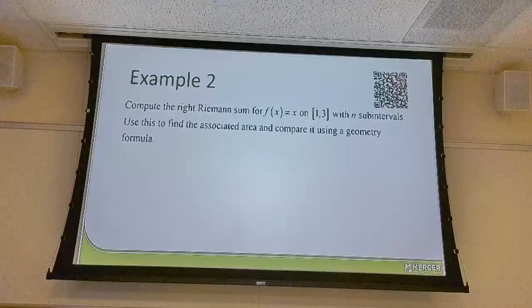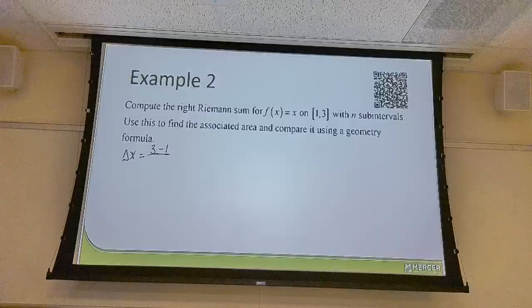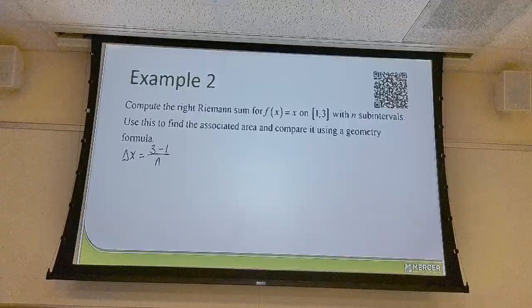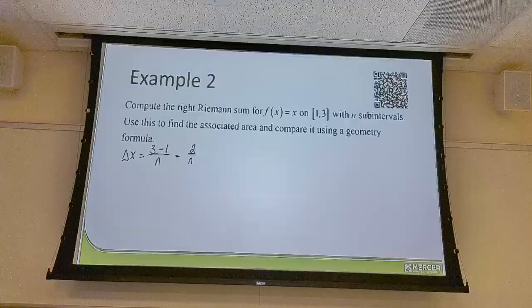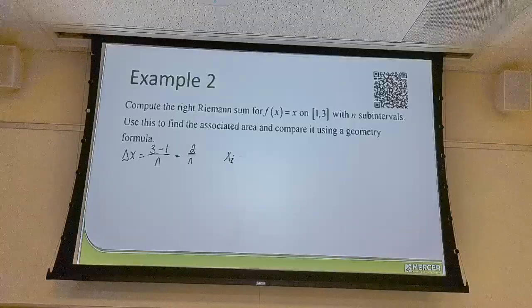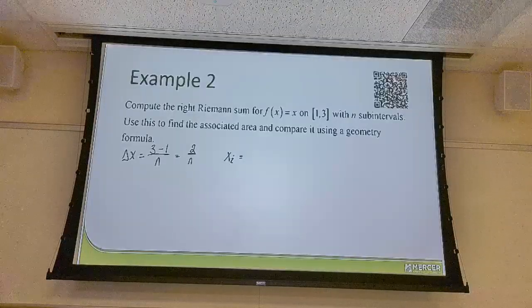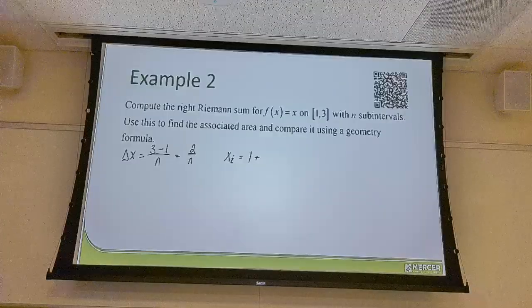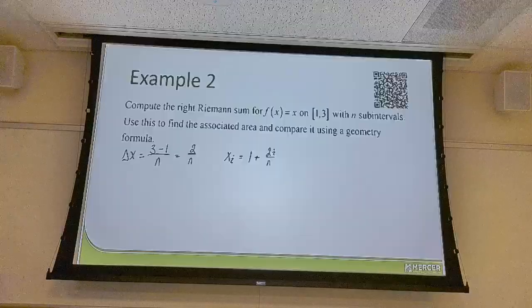So first we want delta x. Well, that's 3 minus 1 over our subintervals, 2 over n. I'm going to do this right now. x sub i is a plus i times delta x.